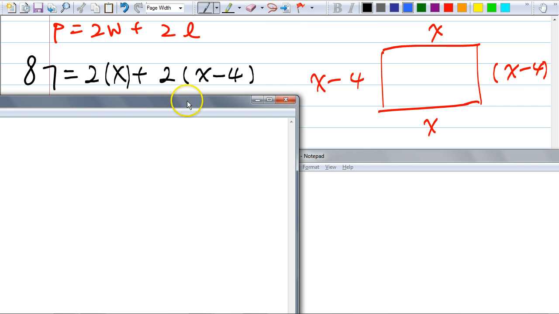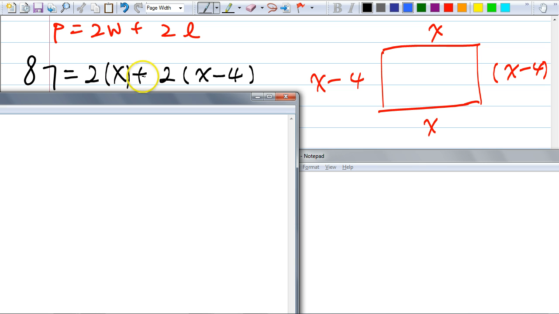87. How many people got 87 equals 2x plus 2 times the parentheses x plus 4? Remember, when you plug in, I told you to use parentheses. Raise your hand if you got this. Did anybody get a different answer? What'd you get there? Well, I simplified. Oh, you simplified. You didn't have to, but before you simplified, did you have this? Okay, good. That's what I'm asking.